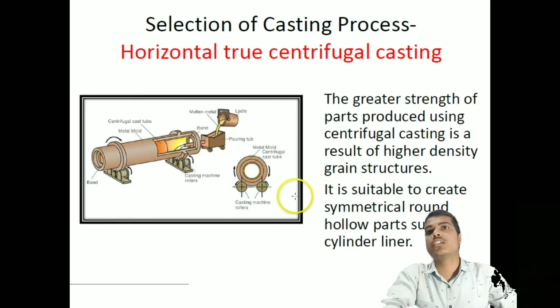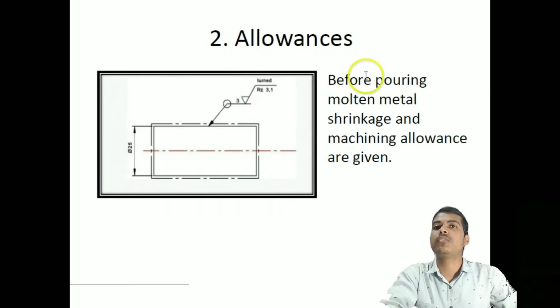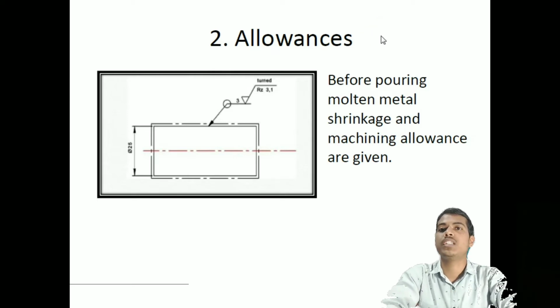The next process is mold preparation, as seen in this image. This worker is fixing the mold. The wall of the cylinder mold is first coated with a refractory ceramic coating which involves a few steps: application, rotation, drying, and baking. After mold preparation, next is allowance. Before pouring molten metal, shrinkage and machining allowance are given.